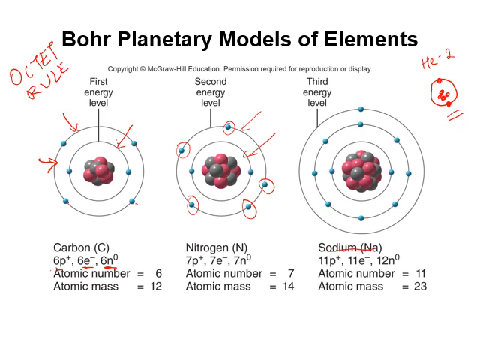Similarly, sodium has 2 electrons in the first energy level and 8 in the second energy level. But the outermost energy level, which is the third energy level, only has 1 electron. So in order to fulfill the octet rule, sodium should either lose this electron or gain 7 more electrons. And for this reason, sodium is really reactive.